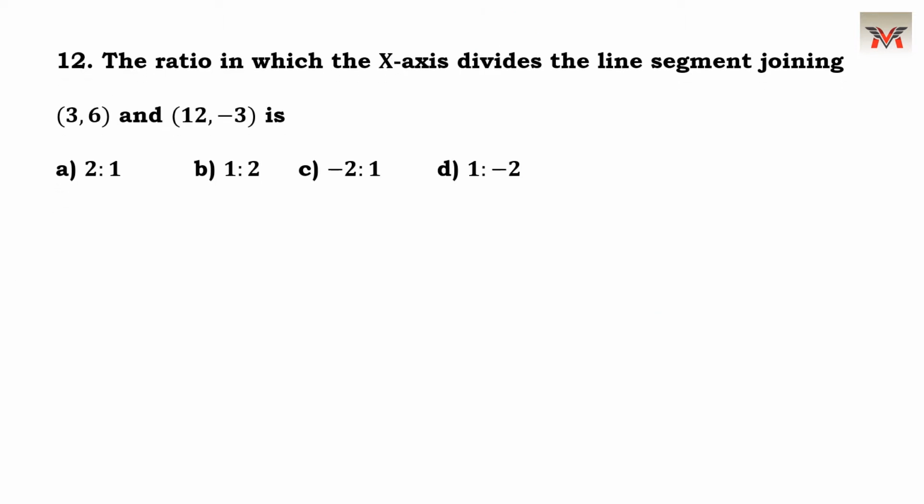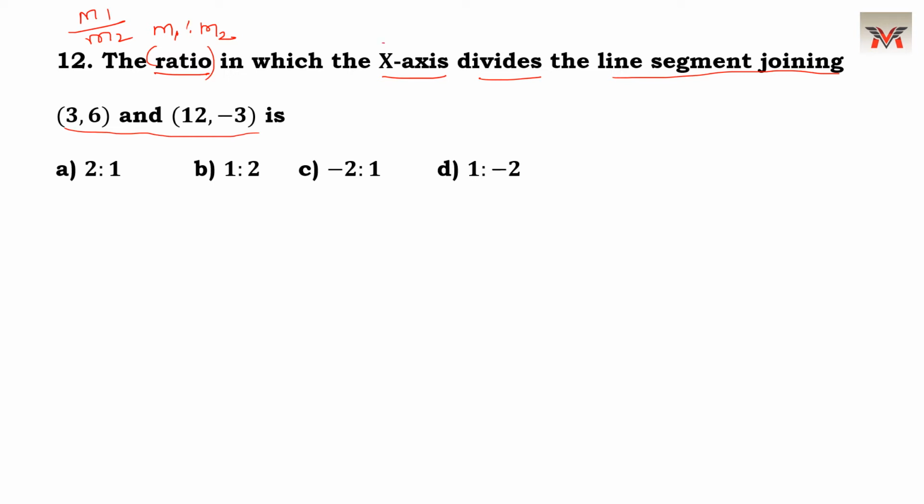So, the ratio in which the x-axis divides the line segment joining (3, 6) and (12, -3) is. So here what we have to find? We have to find the ratio. What is ratio? Usually we'll take it as m1 is to m2, or we can also write it as m1 by m2, which divides the x-axis.